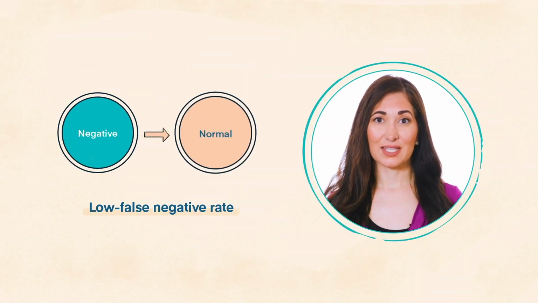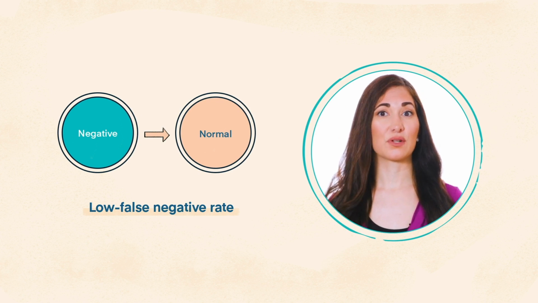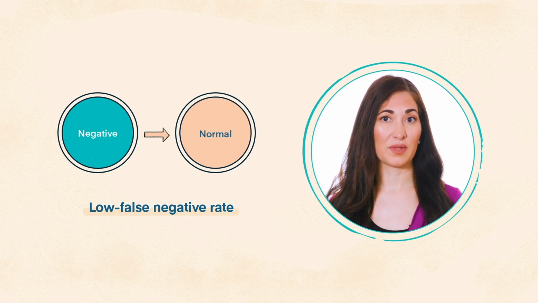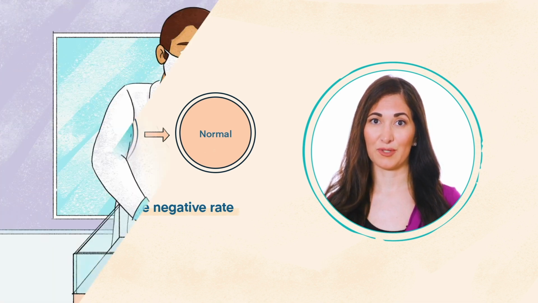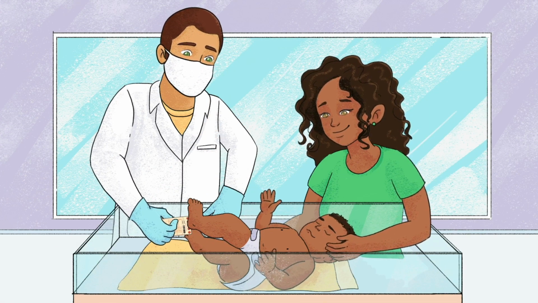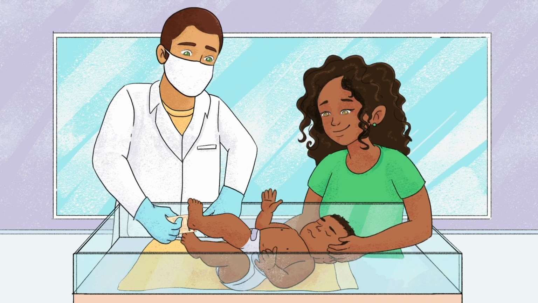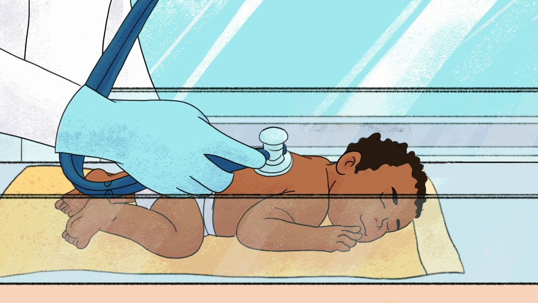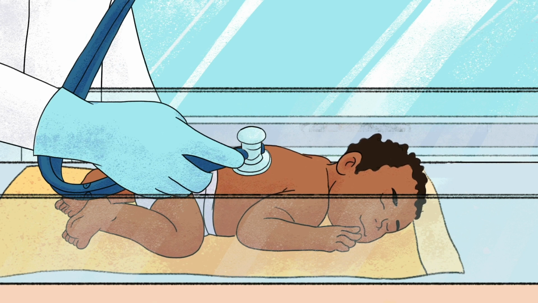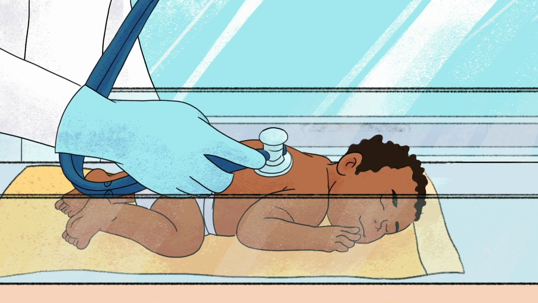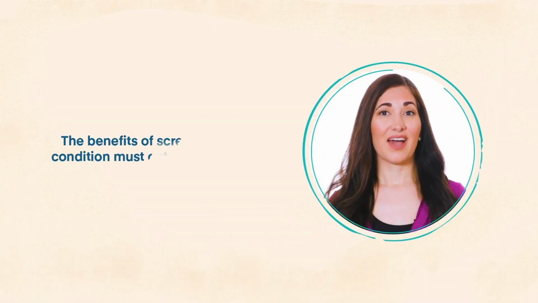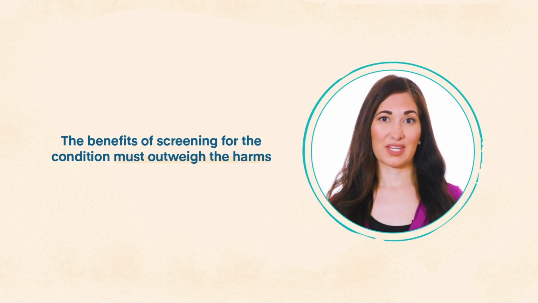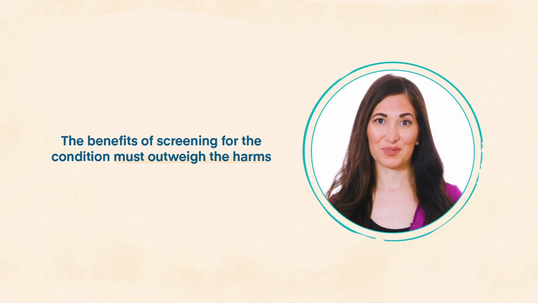This means that there is a low proportion of screens where the results come back negative or normal when they are actually positive or abnormal. The screening test must also be simple, inexpensive, and allow for a quick analysis so results may be available on a timely basis. Additional criteria include an early effective treatment is available for the condition as well as a diagnostic test. And finally, the benefits of screening for the condition must outweigh the harms.